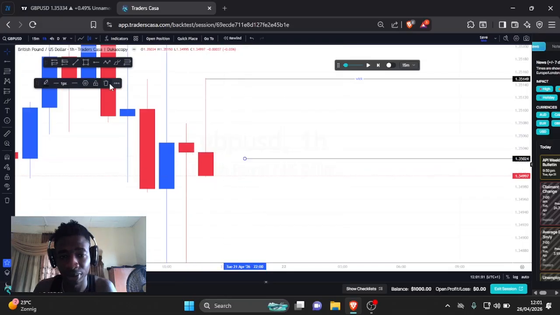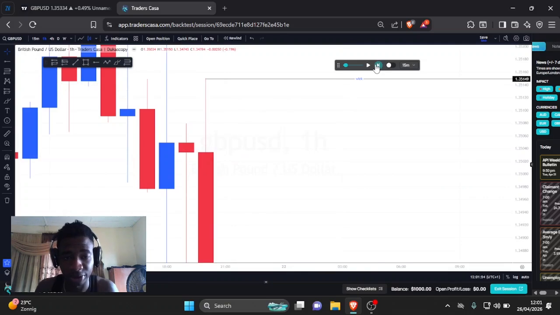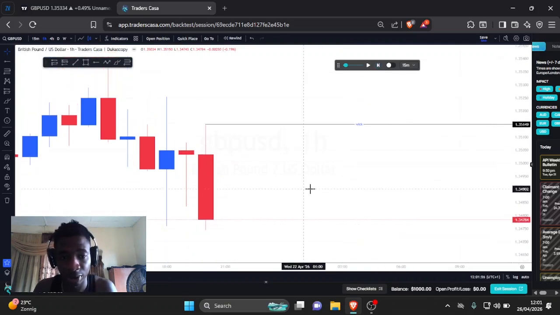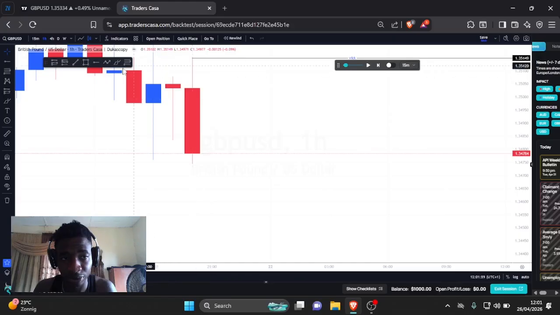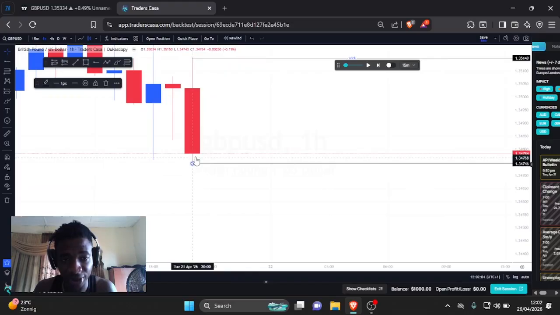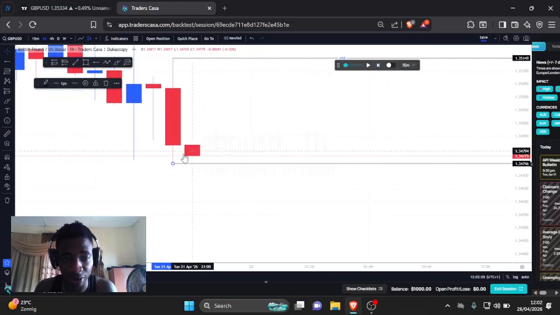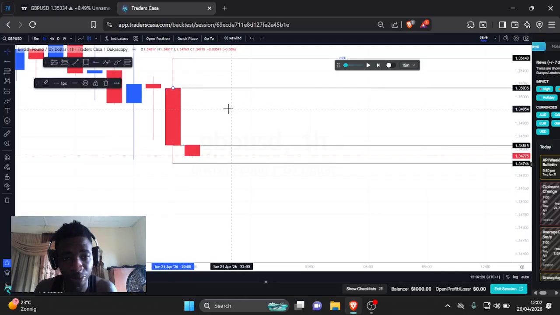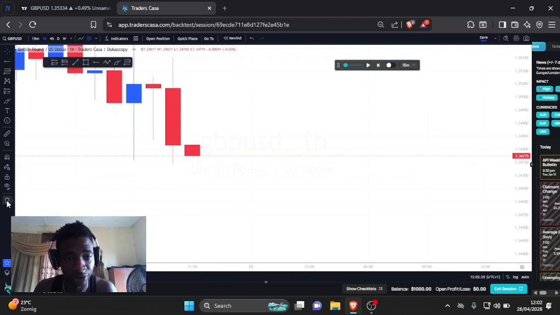Okay, so let's see. It's back down. You see that we have the wick right here, and the market has moved to this point and reversed. Now we have two wicks. Then we have the body close because it's a bearish candle. Then we have the body open. Is that understood?